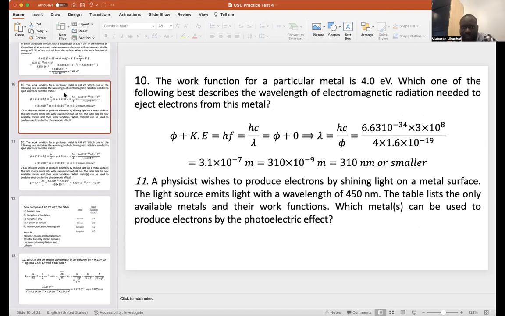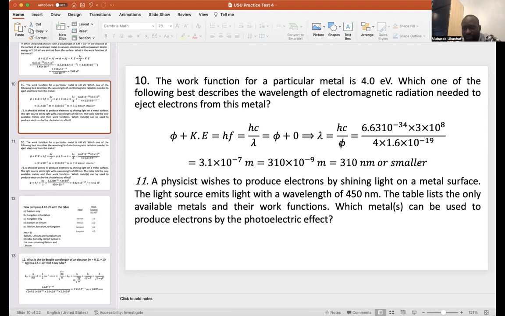It says the work function for a particular metal is 4 electron volts. Which one of the following best describes the wavelength of the electromagnetic radiation needed to eject electrons from this metal? You want to eject electrons, so you have to have the work function at least, or more, to be able to eject electrons. Work function plus kinetic energy is the energy of the light that's coming in. So work function plus kinetic energy equals hf, which is hc over lambda. We want to see the minimum energy you need to get to the work function. So let's see the lambda corresponding to this work function of 4 electron volts.